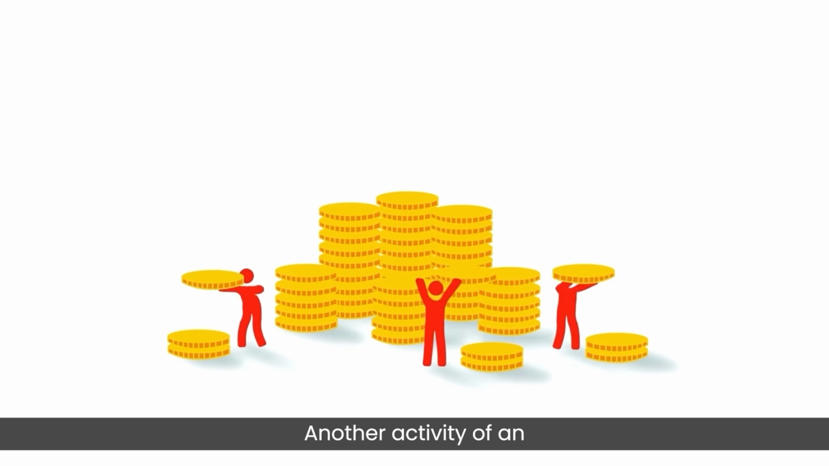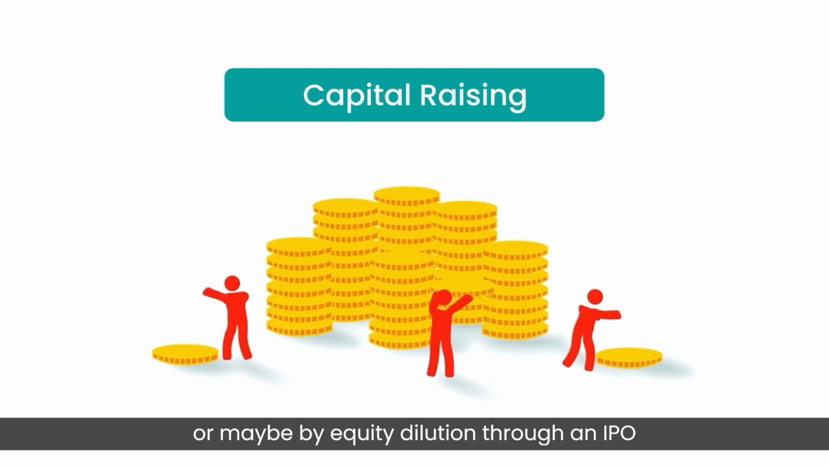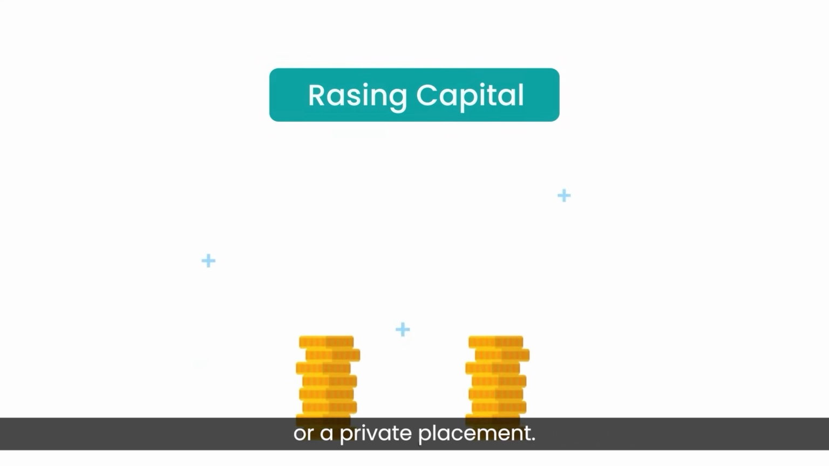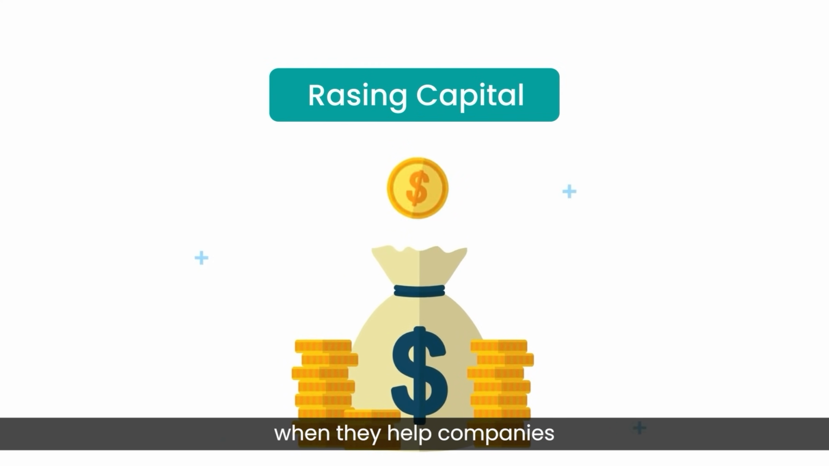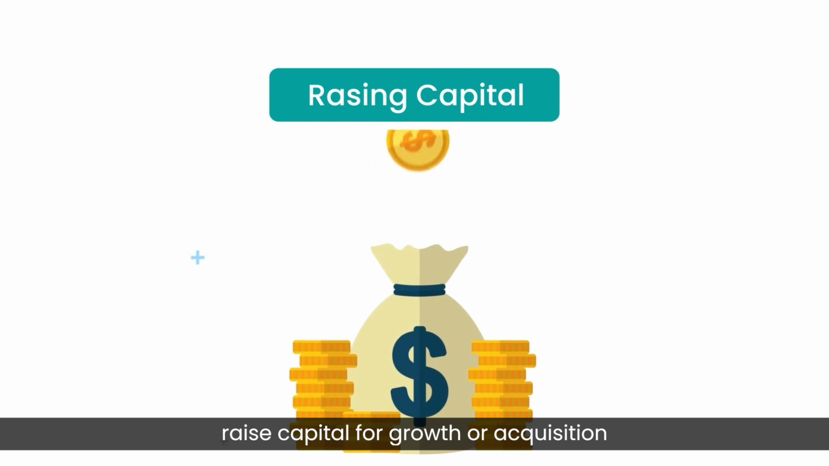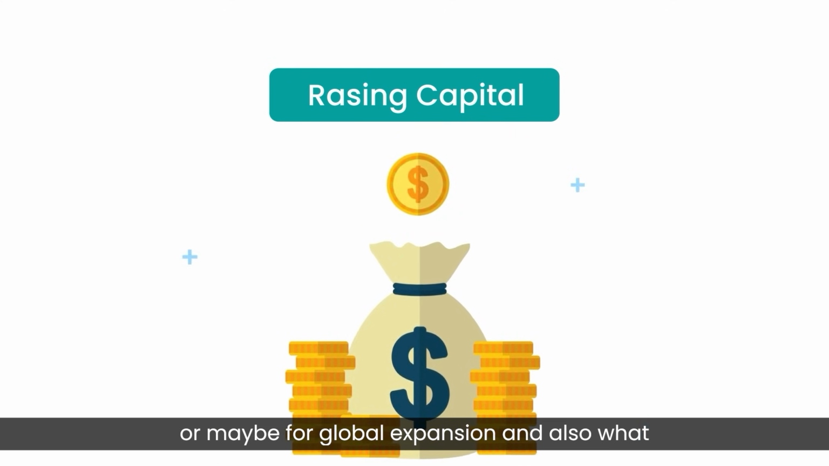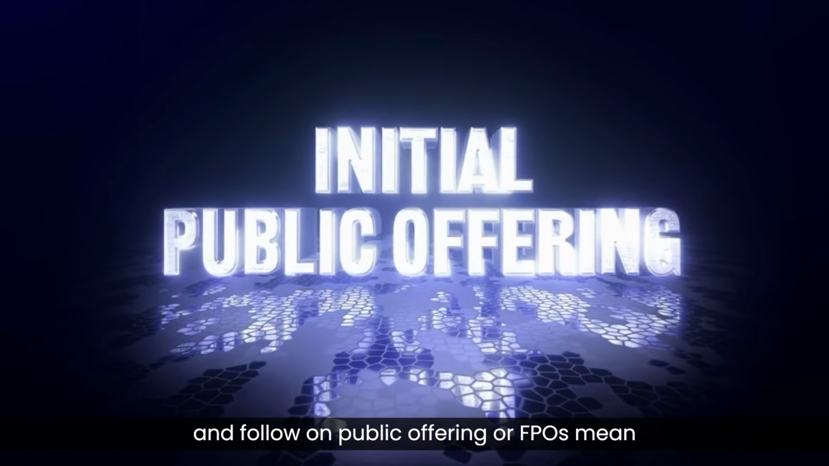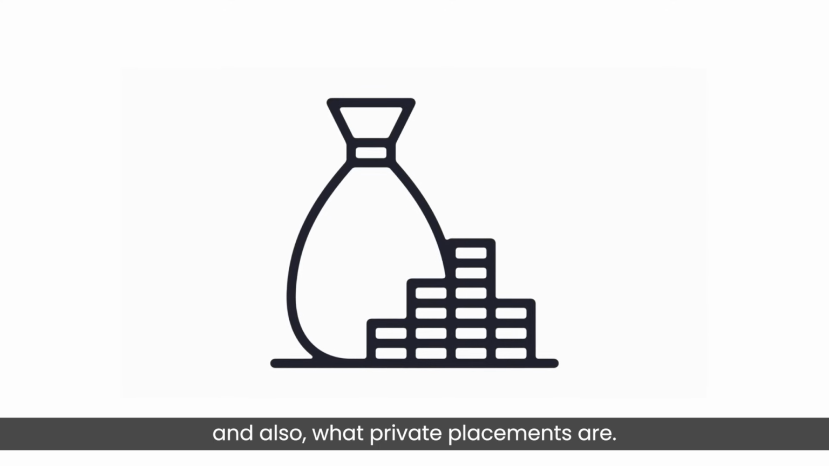Another activity of an investment bank is to help raise capital by debt route or maybe by equity dilution through an IPO or a private placement. We will also look at what all an investment bank actually does when they help companies raise capital for growth or acquisition or maybe for global expansion, and also what exactly initial public offerings or IPOs and follow-on public offerings or FPOs mean, and also what private placements are.